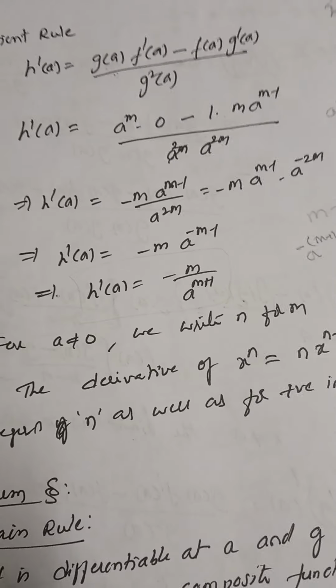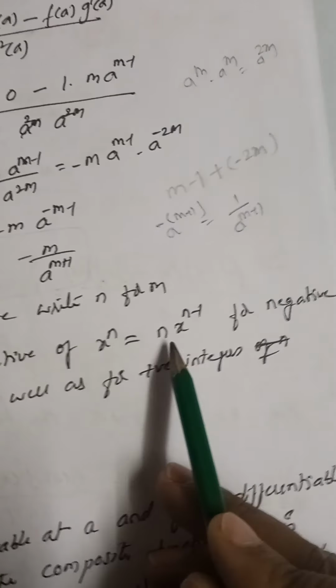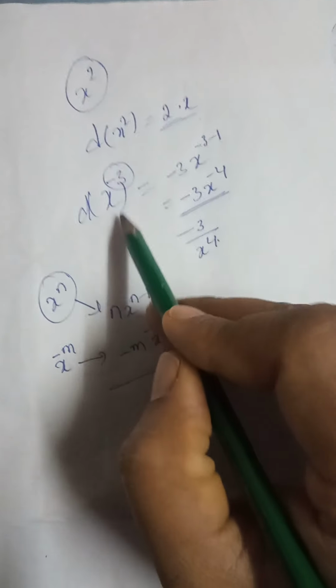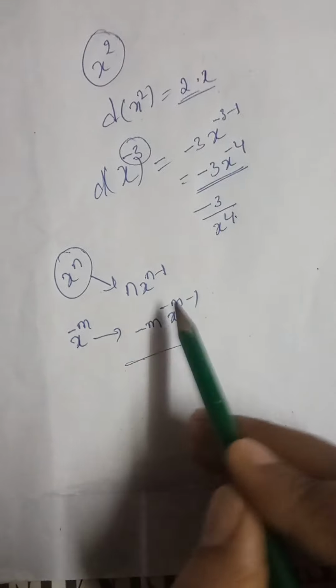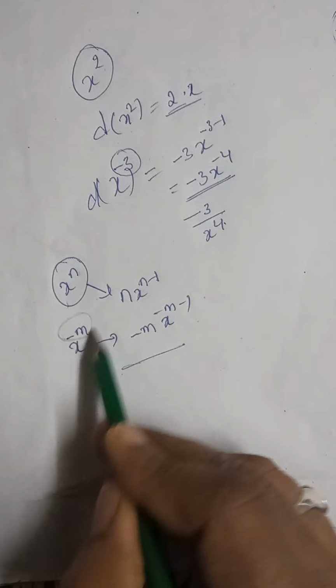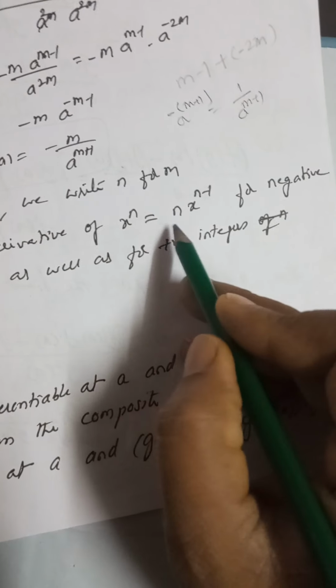Therefore, for a not equal to 0, we write n for m. The derivative of x power n is n into x to the power of n minus 1 for negative integers n as well as for positive integers, whatever it may be. See the application: for positive integers, I am getting 2x for x to the power of 2. Suppose x to the power of minus 3, the same formula applies. Here the derivative of x power n is n into x to the power of n minus 1. If it is a negative power also, you get the same result. For negatives and positives, that is the general formula: the derivative of x power n is n into x to the power of n minus 1.